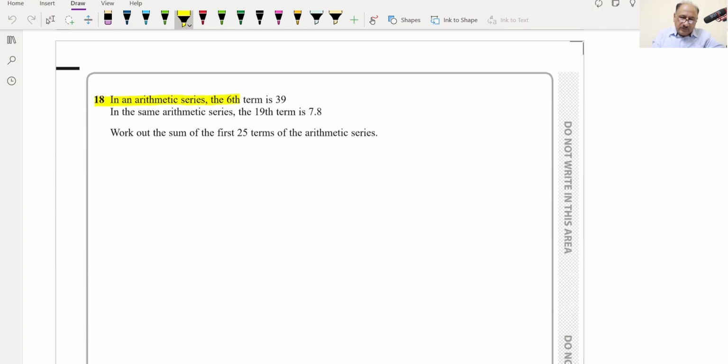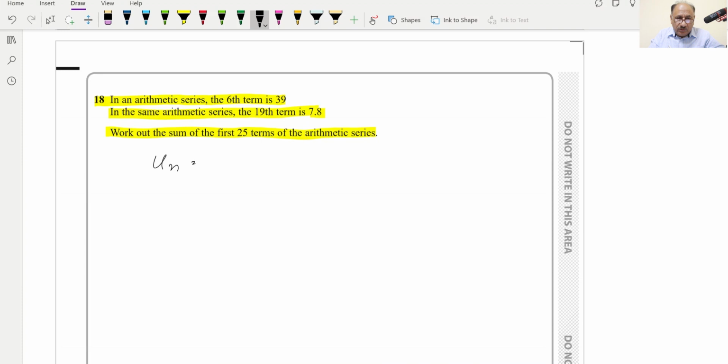In an arithmetic series, the sixth term is 39. In the same arithmetic series, the 19th term is 7.8. Work out the sum of the first 25 terms of the arithmetic series. So we can write the sixth term.